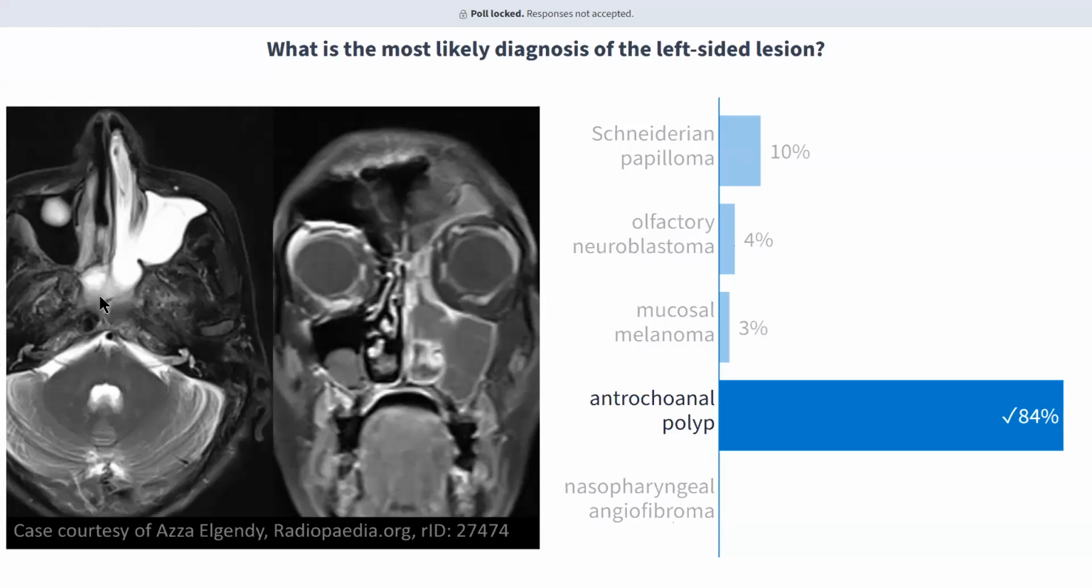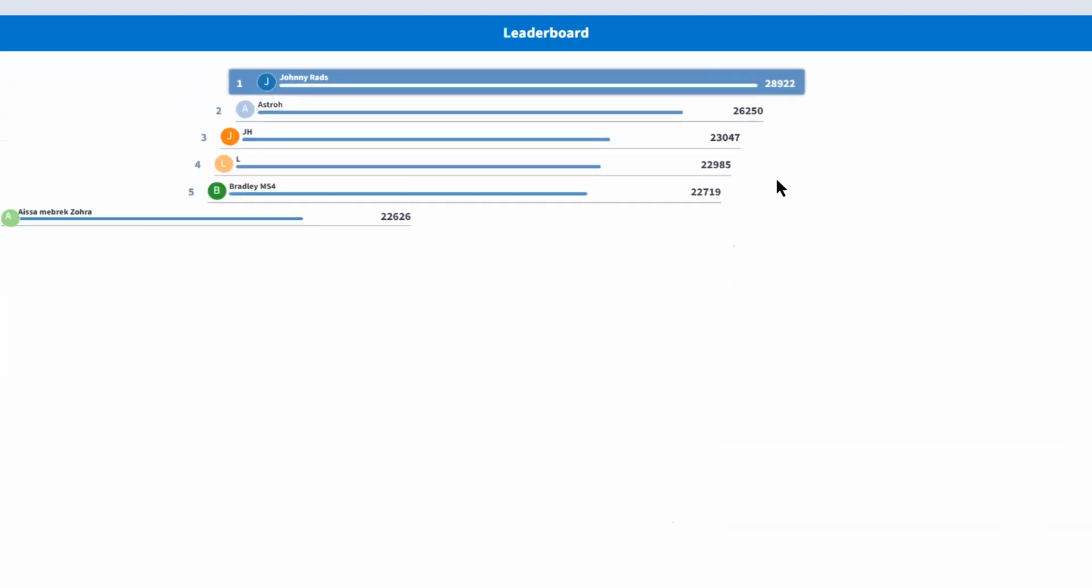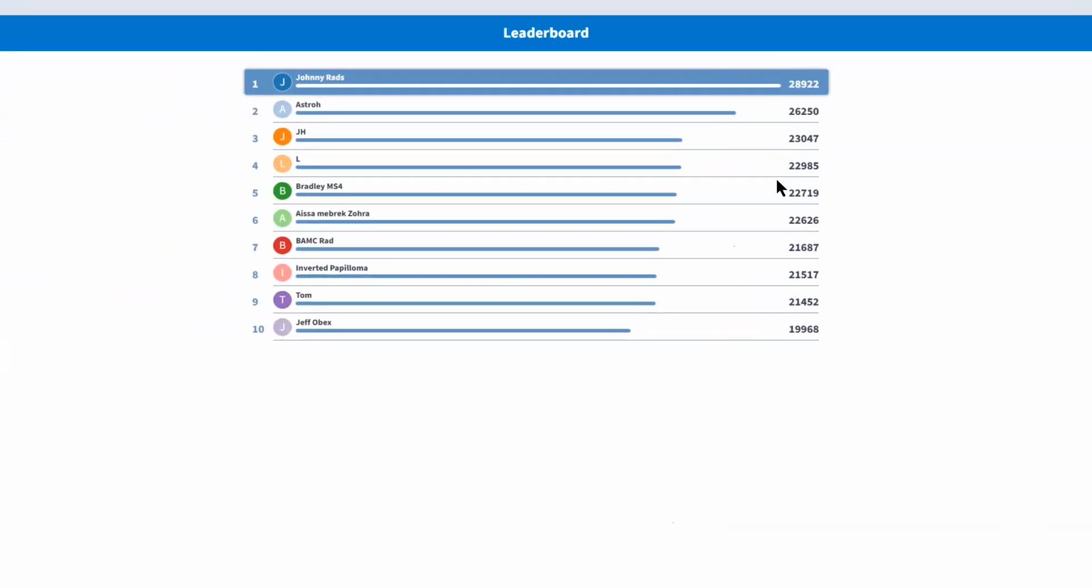So this is the typical trajectory of antrochoanal polyp, antro meaning maxillary sinus, choana meaning the posterior opening of the nasal cavity. So it's the antrochoanal polyp. Whereas a Schneiderian papilloma would have more internal enhancement.